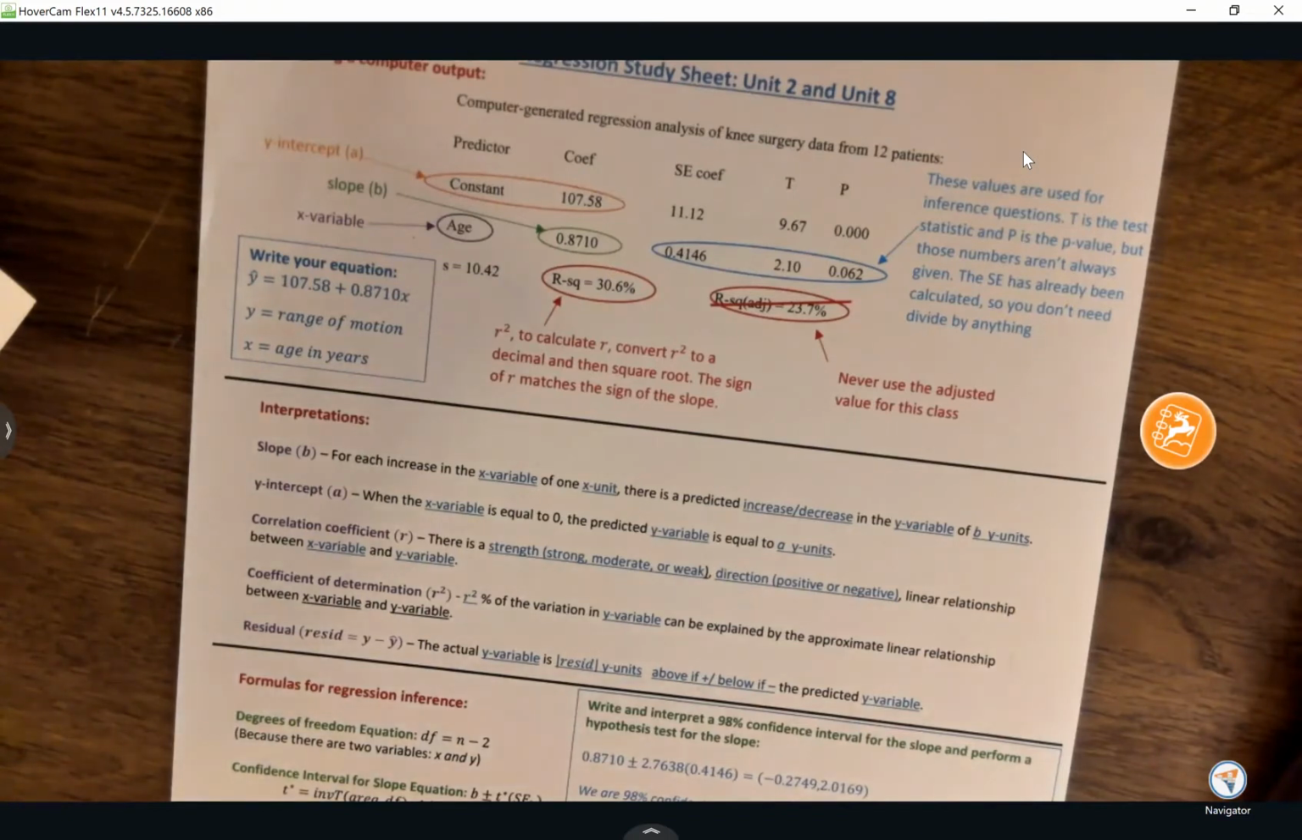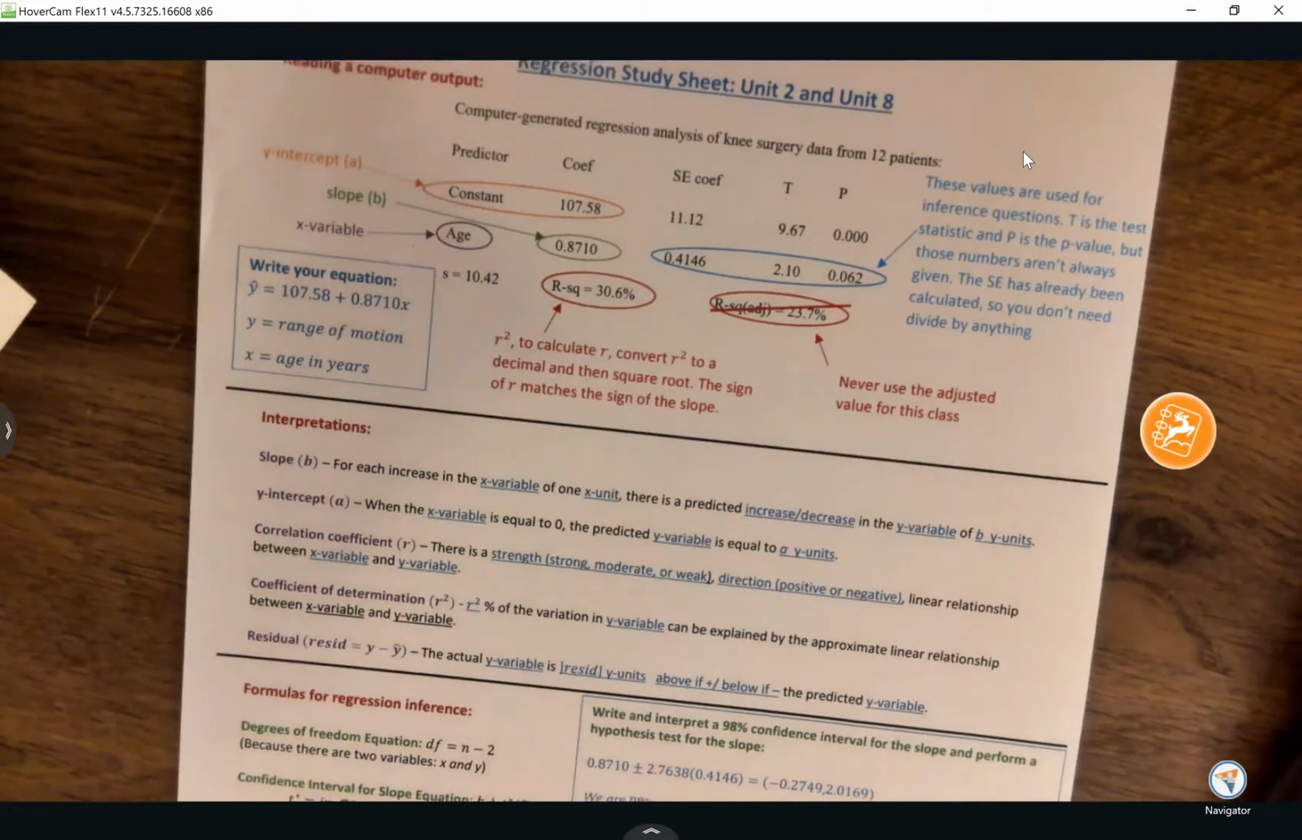And then my coefficient of determination, 30.6% of the variation in range of motion can be explained by the approximate linear relationship between age and range of motion. And then we don't have a residual yet, but the actual y variable is however many degrees above if it's positive, below if it's negative, the predicted range of motion.